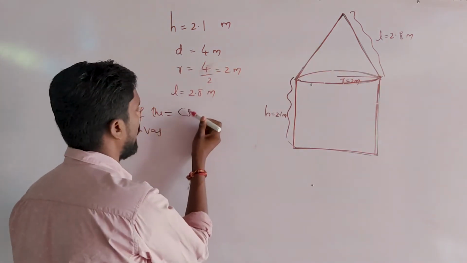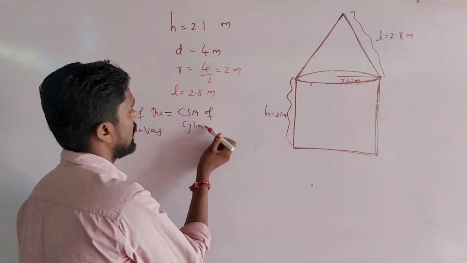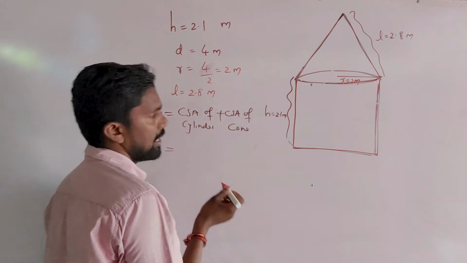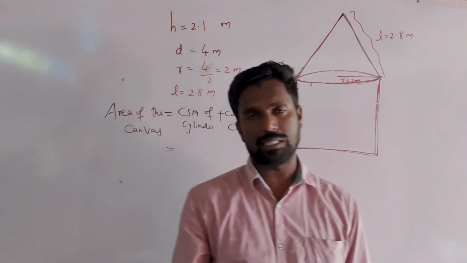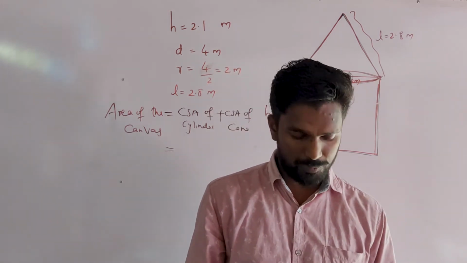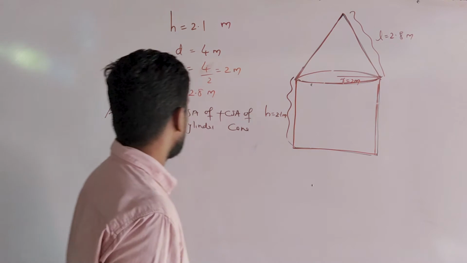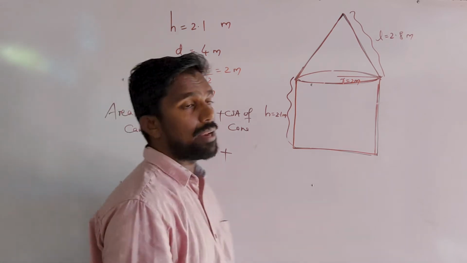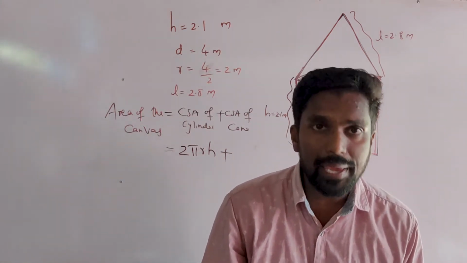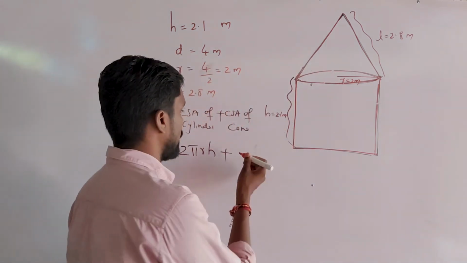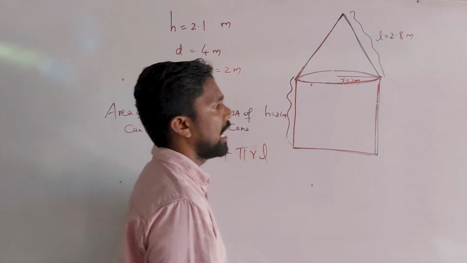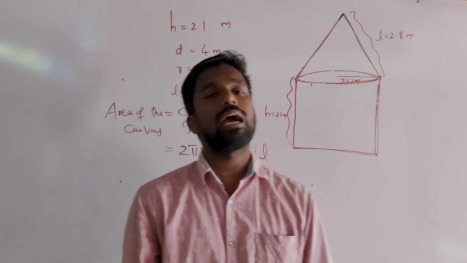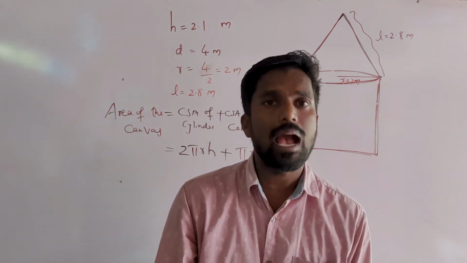CSA of cylinder plus CSA of cone. We are using the curved surface area of the cylinder, which you have to find out, and the curved surface area of the cone, which you also have to find out. Curved surface area of the cylinder is 2 pi r h. Curved surface area of the cone is pi r l, which we already studied.